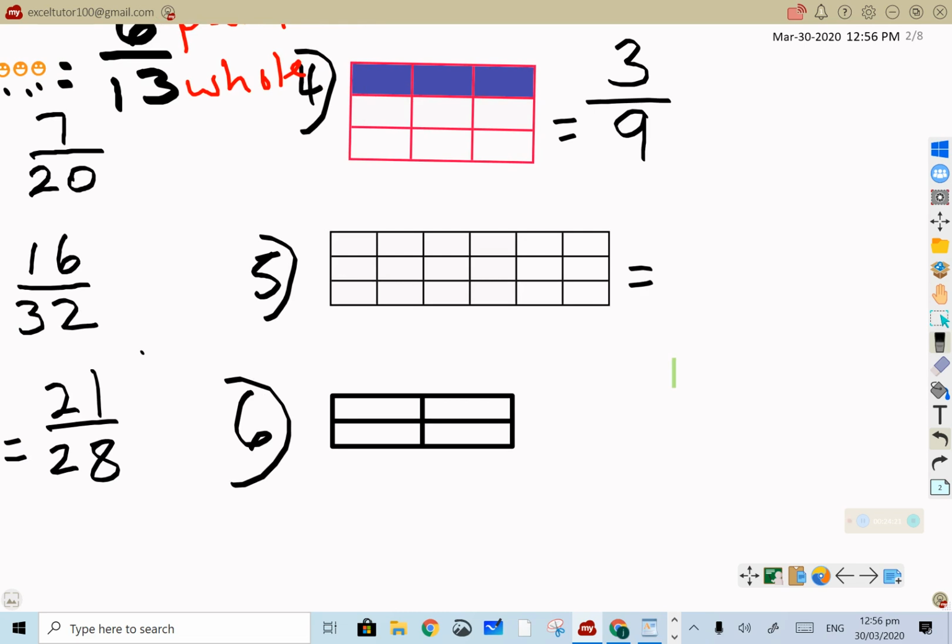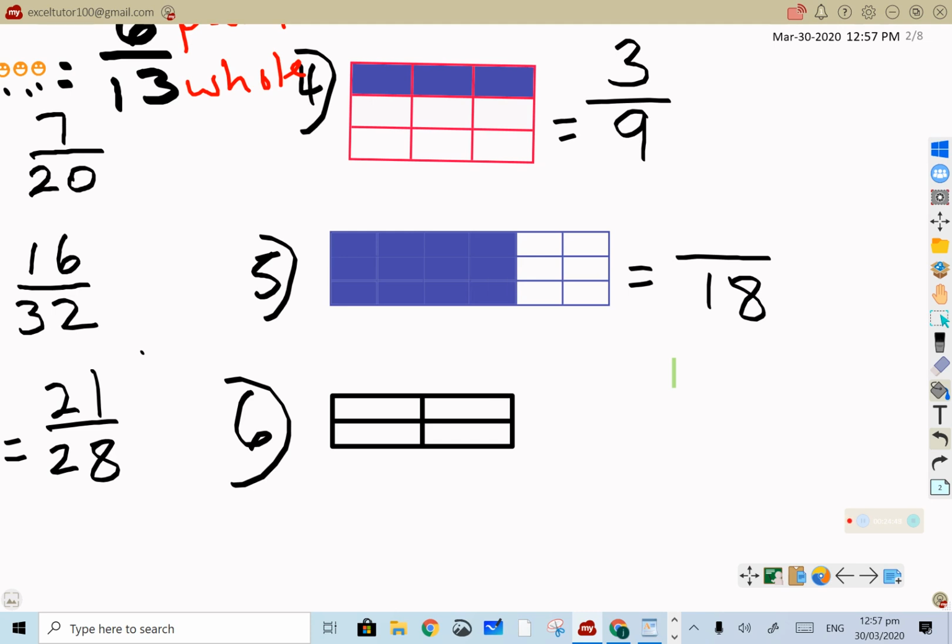All right, so we have number 5. How much do we have here in total? We have 1, 2, 3, 4, 5, 6 going across, and then 3 going down. So 6 3s are 18. And if they ask us how much was shaded, we would have 1, 2, 3, 4 going across and 3 coming down, leaving us with 12 that was shaded.